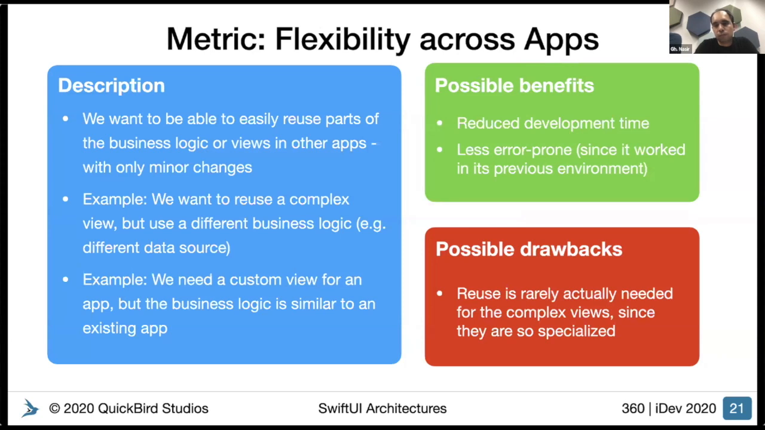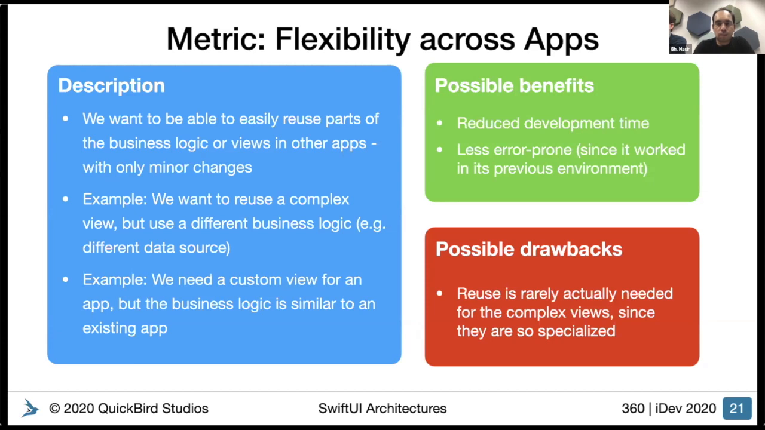So another metric would also be flexibility across apps. So we want to take one view, for example, and just put it in a different app because we already implemented a login screen, for example, and we only need to make minor changes, for example, we want to show a different logo on the login screen, and then we can just copy one view from one application to the other one and easily reuse parts of the application.